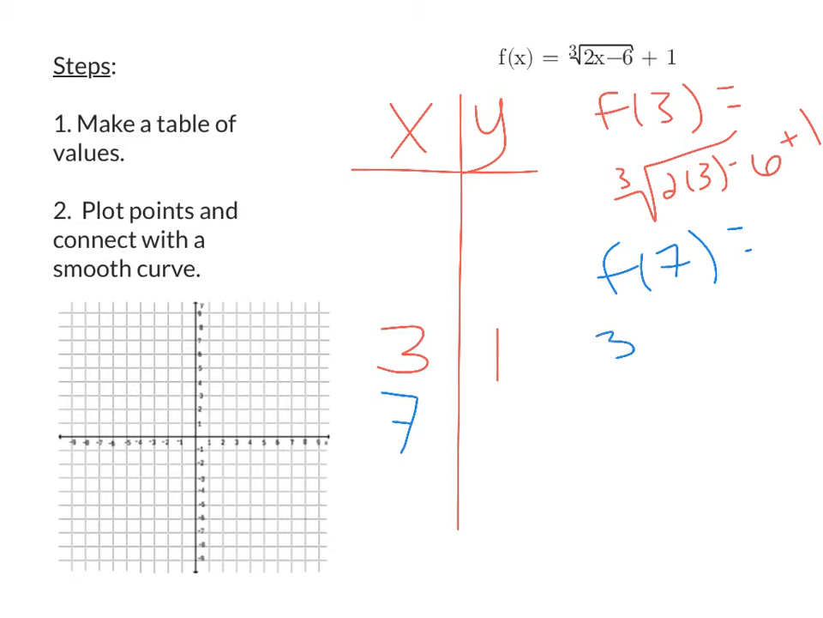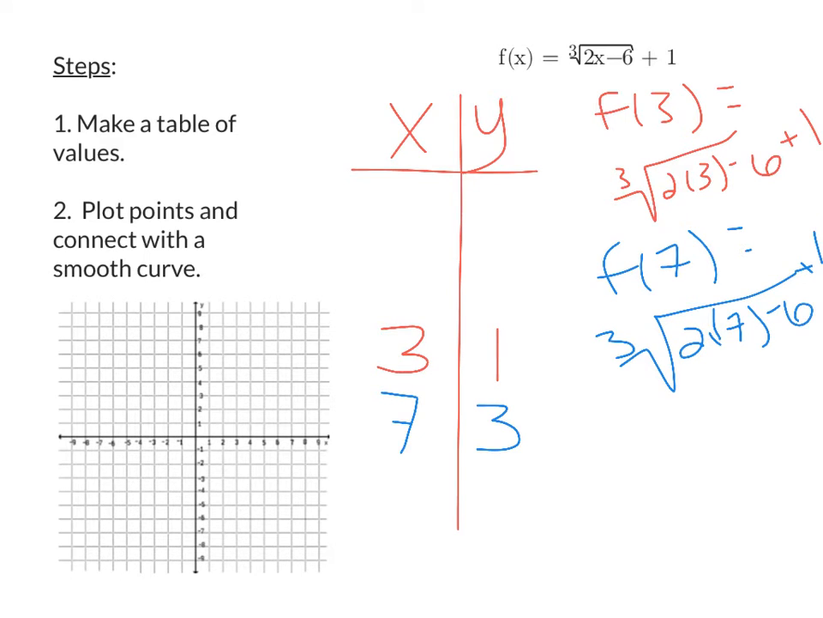When I plug in 7, I've got the cube root of 2 times 7 minus 6, plus 1. Well, 2 times 7 is 14. 14 minus 6 is 8. The cube root of 8 is 2. 2 plus 1 gives me 3. The next perfect cube after 8 is 27.